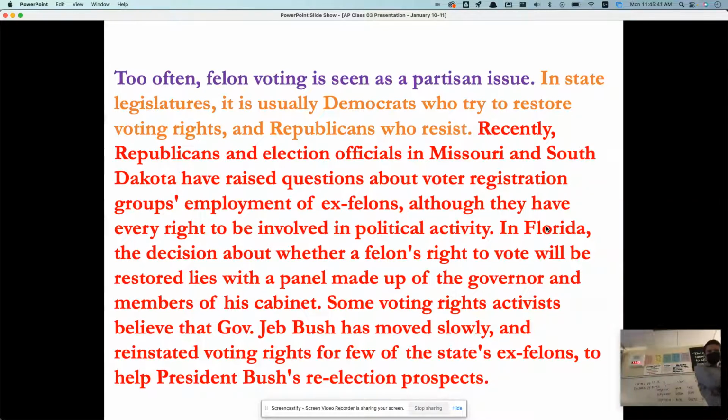Too often, felon voting is seen as a partisan issue. In state legislatures, it is usually Democrats who try to restore voting rights and Republicans who resist. Recently, Republicans and election officials in Missouri and South Dakota have raised questions about voter registration groups and deployment of ex-felons, although they have every right to be involved in political activity. In Florida, the decision about whether a felon's right to vote will be restored lies with a panel made up of the governor and members of his cabinet. Some voting rights activists believe that Governor Jeb Bush has moved slowly and restored voting rights for few of the state's ex-felons to help President Bush's re-election prospects.